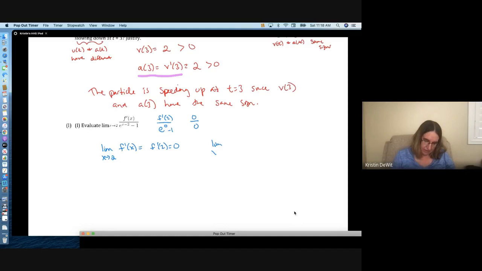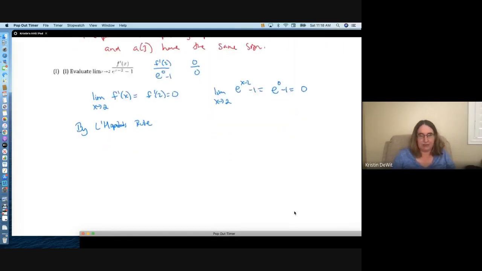And then we do the limit as x approaches 2 of the bottom, e to the x minus 2 minus 1, which would be e to the 0 minus 1 is 0. So that's how we're going to show that both parts were equal to 0 here. So don't put any equal signs up here. Do it this way. And then we can say by L'Hopital's rule, and you don't have to write it out, but I like to just say by L'Hopital's rule so we can see what method we're using.